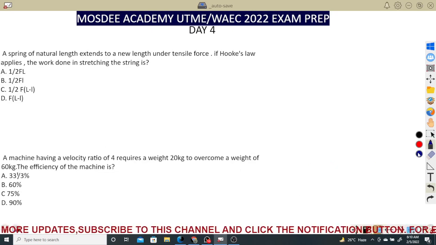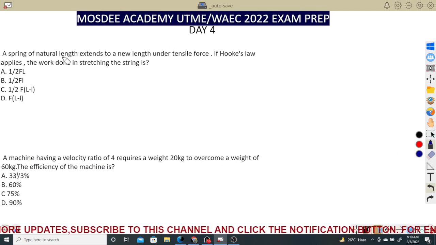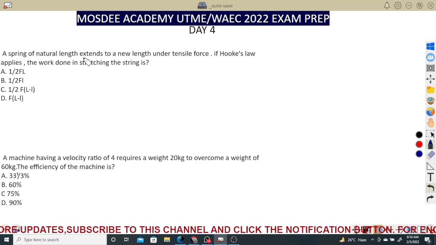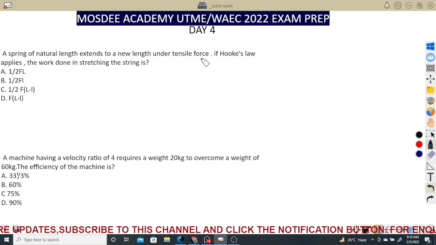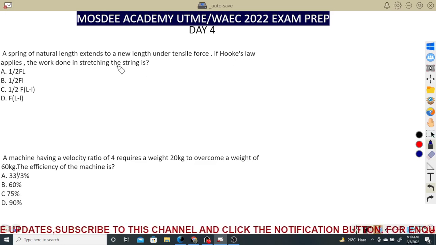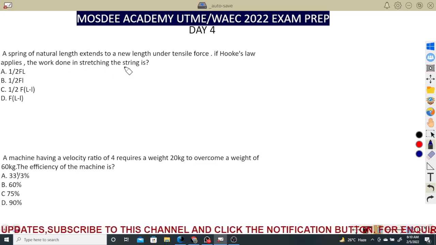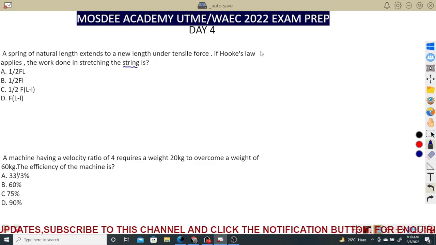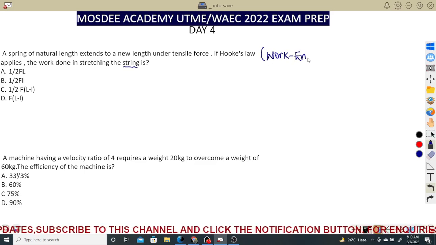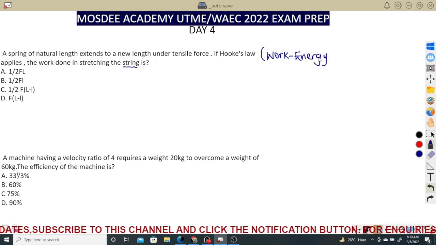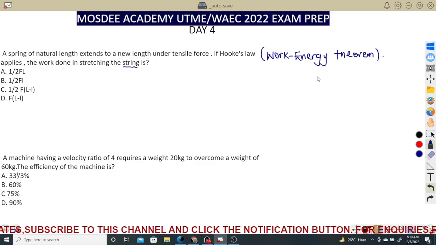And about the third question, we are still on the concept of elasticity. A spring of natural length extends to a new length under a tensile force. If Hooke's law applies, the work done in stretching the string falls under the concept of the work energy theorem, which we also discussed on day 3.